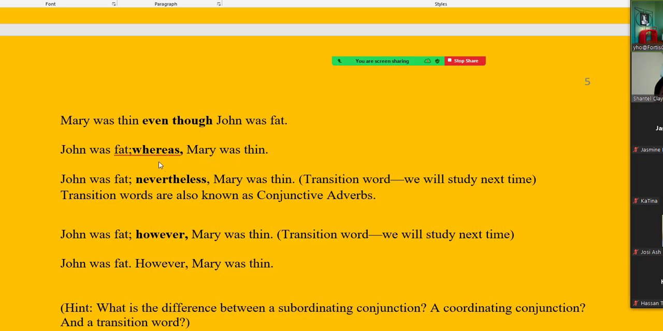Whereas is a transition word. Another name for it is a conjunctive adverb. And so here, the punctuation for a transition word is different. So you would have John was fat, semicolon, and then whereas, comma, Mary was thin. And then, so whereas is a transition word. John was fat, semicolon, nevertheless, comma, Mary was thin. And so we're going to go over a lot of transition words or conjunctive adverbs in the week 8 lesson. So I'm going to go over almost that entire lesson just on transition words.